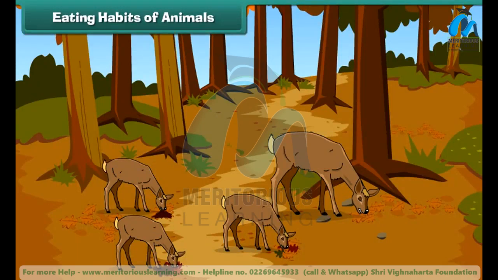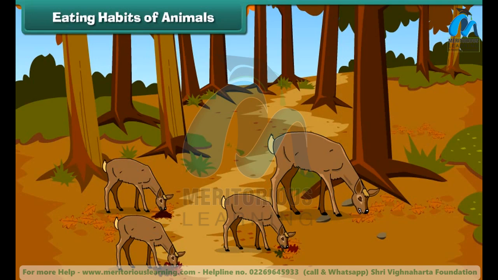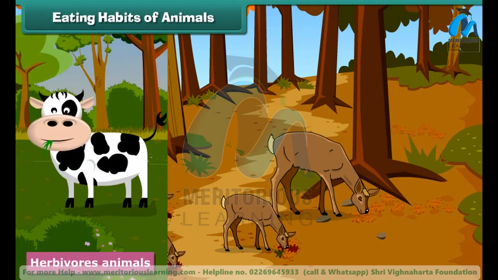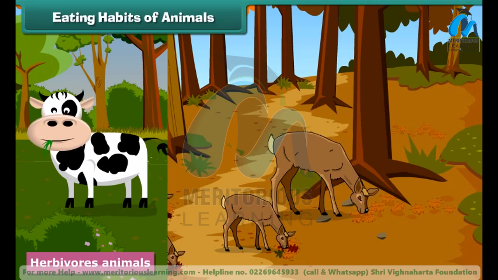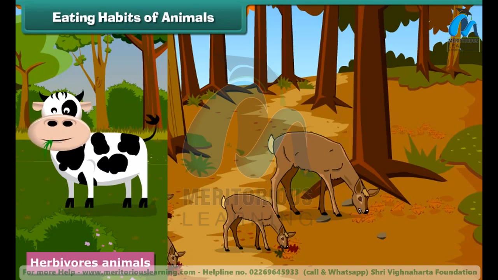All animals need food to get energy and perform various functions. They eat different types of foods with the help of different types of teeth. Herbivorous animals eat plants. They have sharp and flat teeth for grinding grasses and leaves. Cow, goat, and buffalo are examples of herbivorous animals.